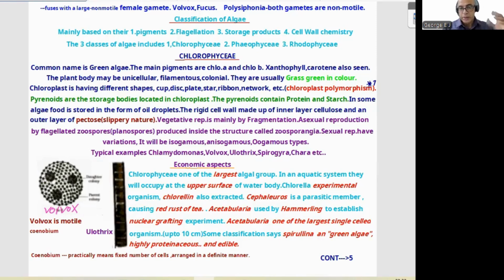Then Spirulina, according to some scientists, is Chlorophyceae. It is a green alga, highly proteinaceous and edible. These are the two photographs in NCERT. This is Volvox, this is Ulothrix. This filamentous one, Volvox, is a coenobium. Coenobium practically means a fixed number of cells arranged in a definite manner, even with a definite function. Remember, Volvox is motile. In the diagram it is not clear, but it is motile. Outside there are motile structures. I think this page is clear. Now we can proceed to the next page.